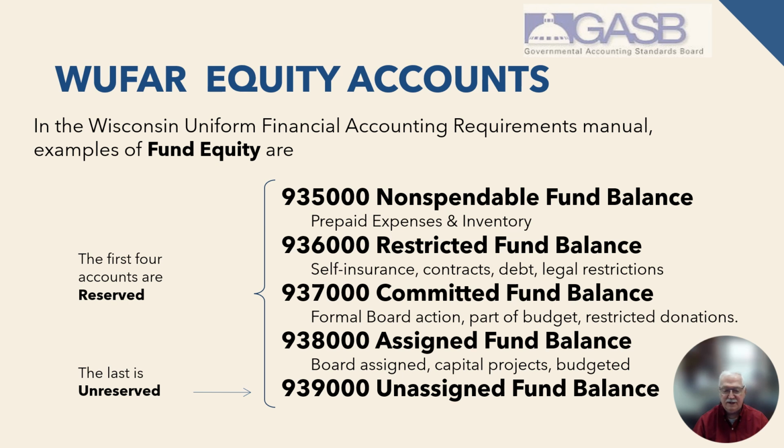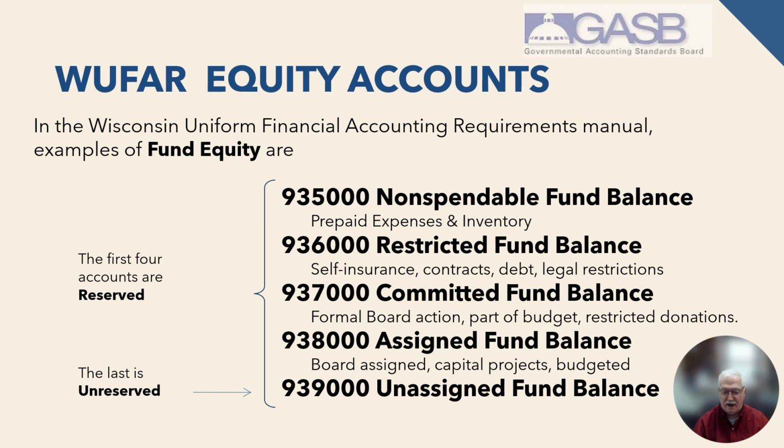938000 is an assigned fund balance. It too needs to be assigned by the board. It does not necessarily mean the need to have such a formal action, but still needs to have board assignment. And it could include capital projects and different budgeted activities.